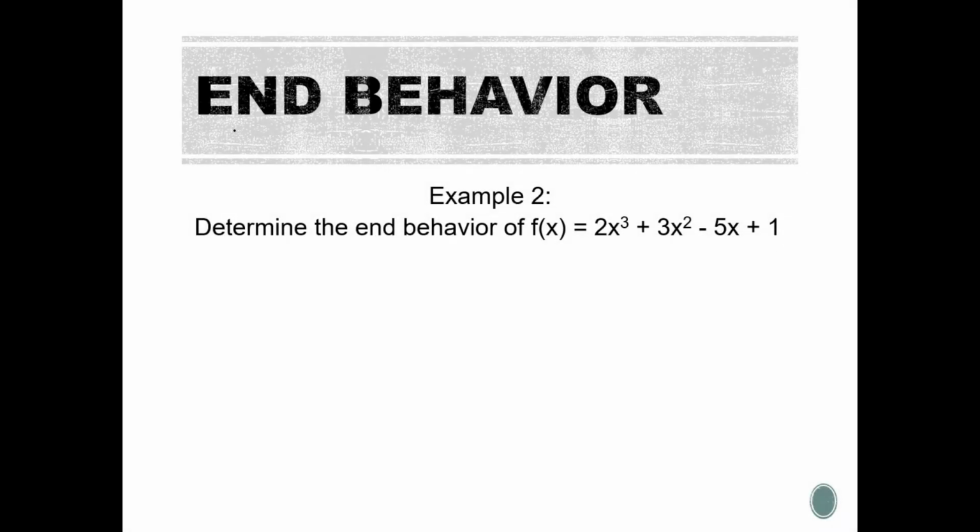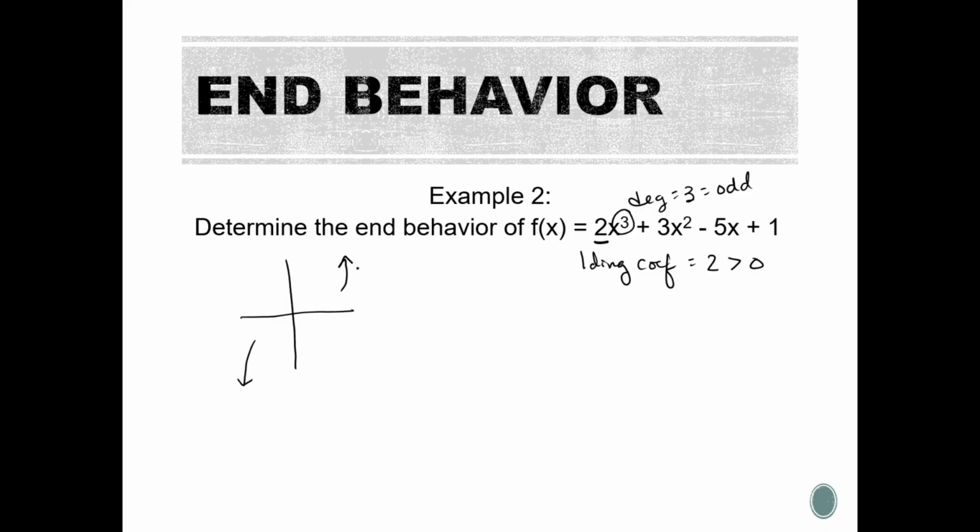So on this function, first of all, the leading coefficient is 2. That's greater than 0. The degree is 3, which is odd. So that means if I were to graph it, the end behavior is going to go like this. Now, how do we state that without just drawing the picture?